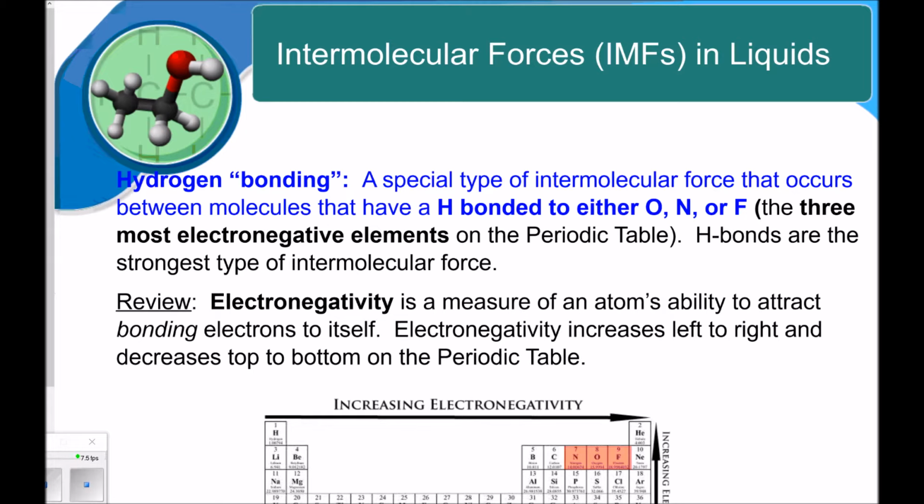Okay, so one intermolecular force is called hydrogen bonding. It's a special type of intermolecular force that occurs between molecules that have a hydrogen bonded to either oxygen, nitrogen, or fluorine. These are the three most electronegative elements on the periodic table. Hydrogen bonds are the strongest type of intermolecular force.